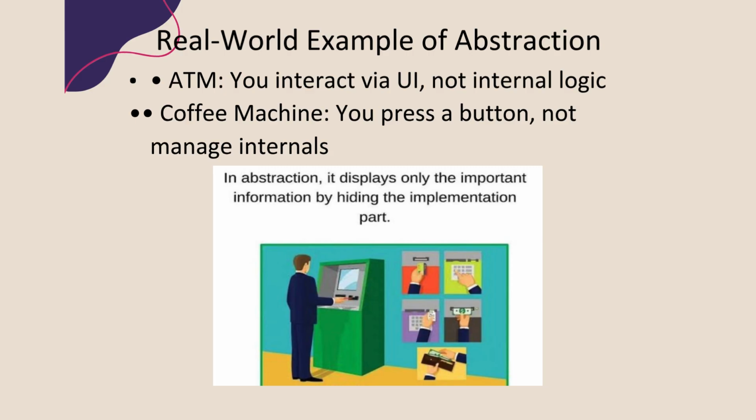Real world examples of abstraction. Everyday examples. ATM. You interact with buttons, not the software behind it. Coffee machine. Press a button for coffee, you don't control the internal machinery.